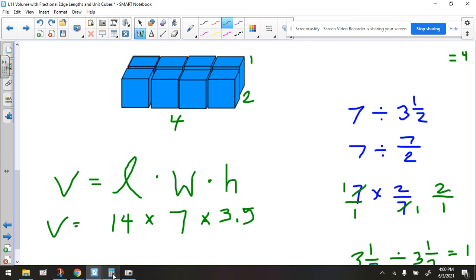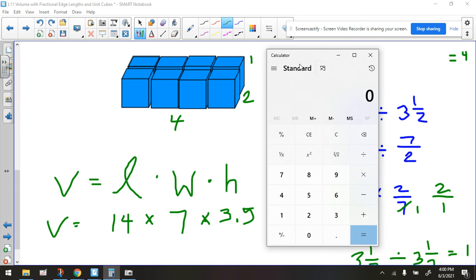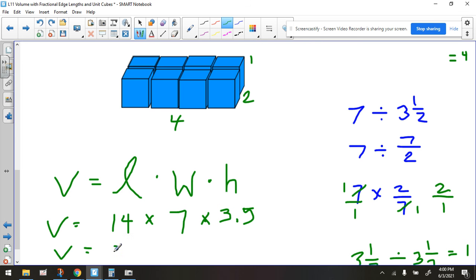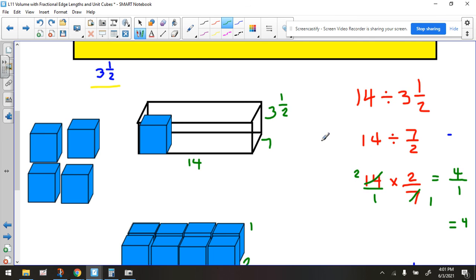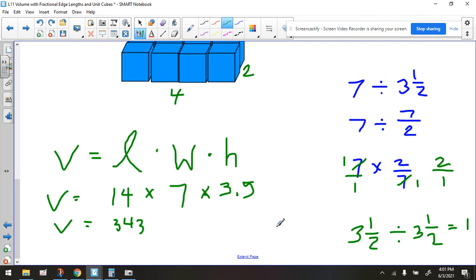All right, so let's take out the calculator and multiply these numbers together. So we have 14 times 7 times 3 and 5/10, which is equal to 3.5. And we get this number. Volume equals 343. And that's going to be, I think it was inches, right? Let's double check. It's inches, so we're looking at cubic inches when we're talking about volume. So we would write inches and then use an exponent of 3, or write the word cubic in front of inches.